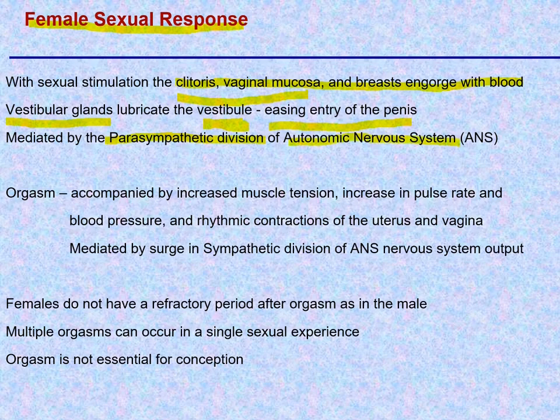With continued stimulation and increasing intensity of the sexual response, it leads to orgasm, which is accompanied by a big increase in overall skeletal muscle tension, increase in pulse rate and blood pressure, and rhythmic contractions of the uterus and vagina. These are peristaltic kinds of contractions in an upwards direction, and all of this is mediated by a sudden surge in sympathetic output from the sympathetic division of the autonomic nervous system.